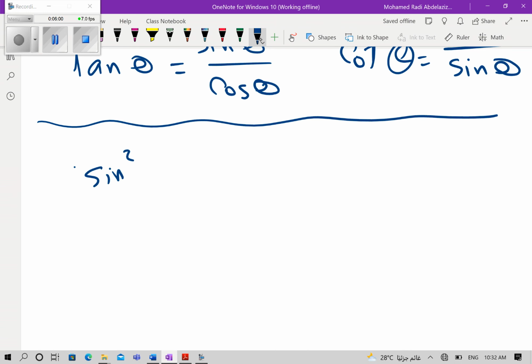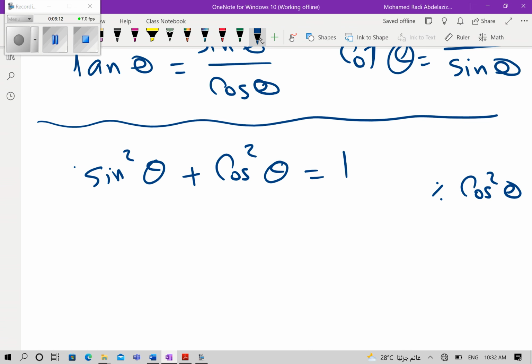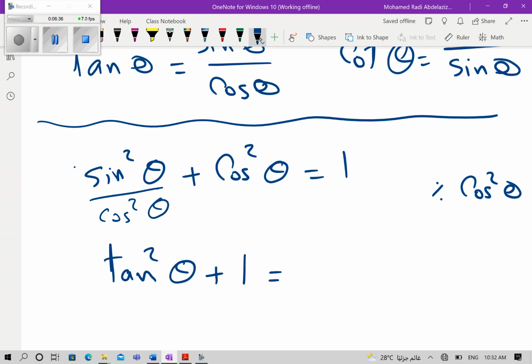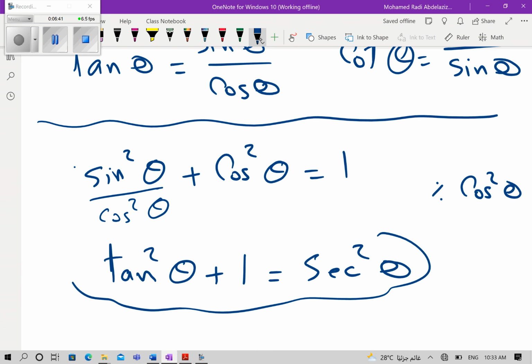Sine squared theta plus cosine squared theta equals what? If you divide this identity by cosine squared theta, we get tan squared theta plus cosine squared over cosine squared equals 1 over cosine squared. 1 over cosine is sec, so it will be sec squared. This will be an identity.